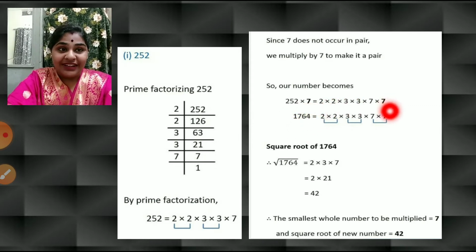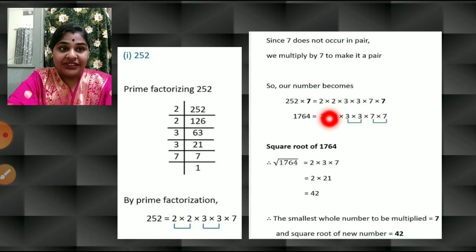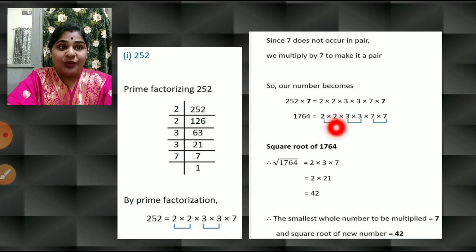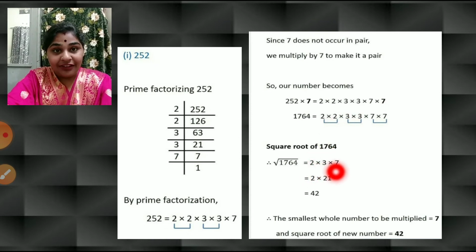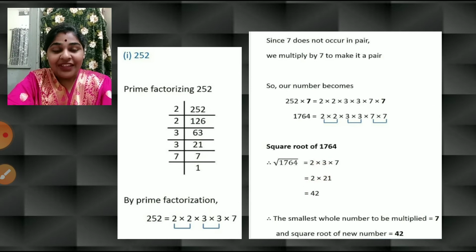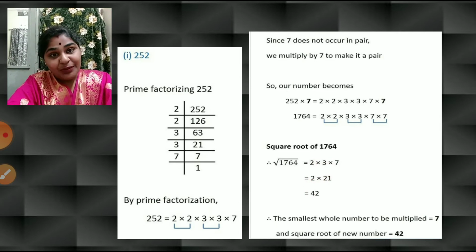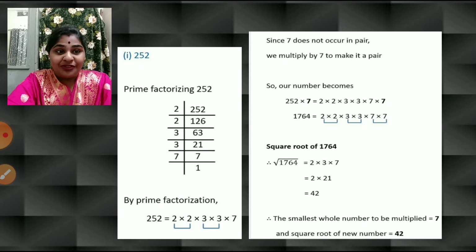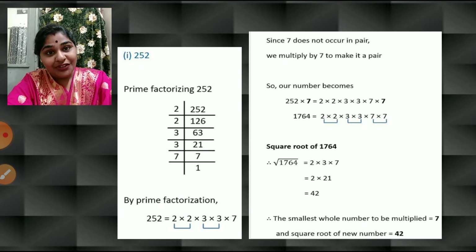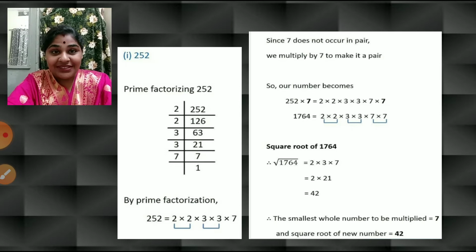And to the right hand side also you will see, now I got each of the pairs of 2, 3 and 7. So one number from each pair, if I take, that is 2, 3, 7, and when I multiply I'll get 42. So the smallest number to be multiplied is 7, and the square root of the new number is 42. I hope this is clear, children.